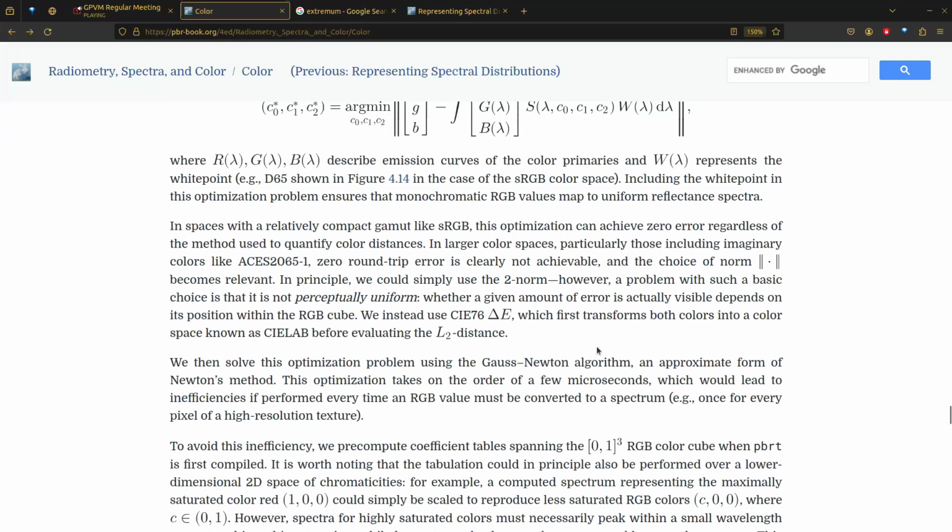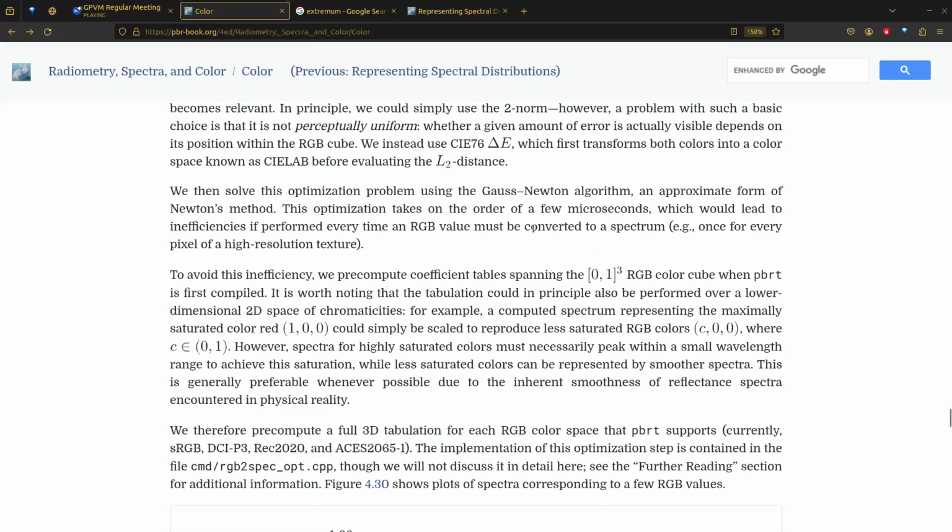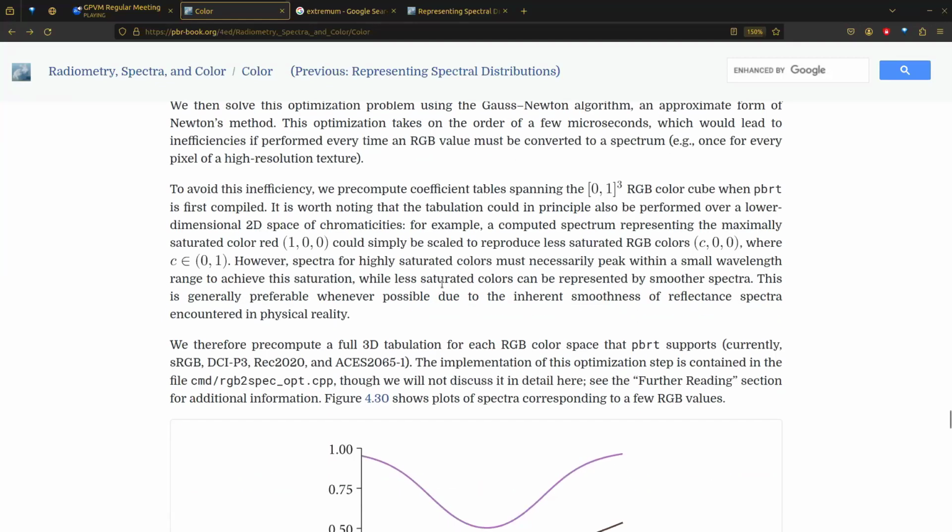So we could use the 2 norm. Okay, so I guess they're converting to another color space, Lab, to do the something there. This is out of my depth. Yeah, solve the substitution, Gauss-Newton, an approximate form of Newton's method. Optimization takes on the order of a few microseconds. They're pre-computing a table. Color cube.